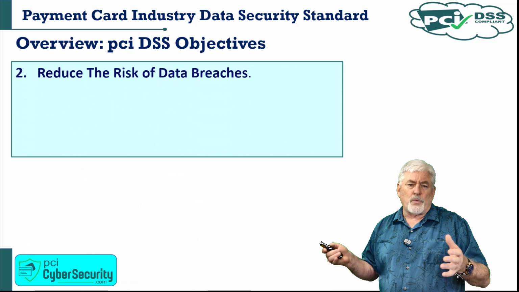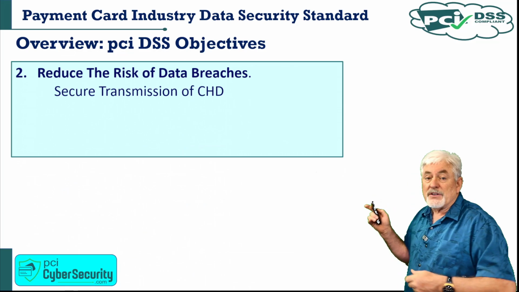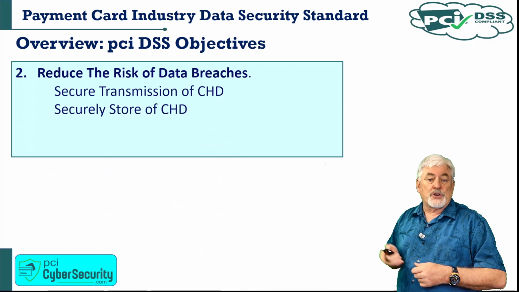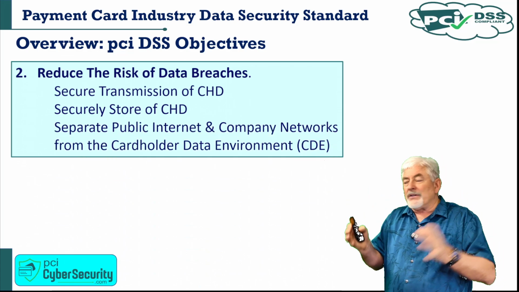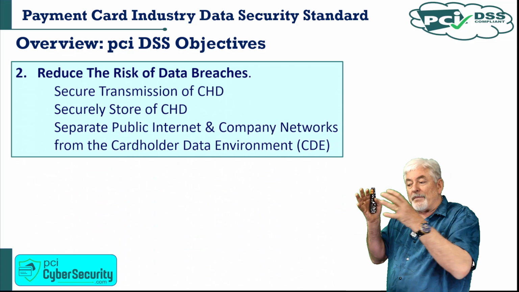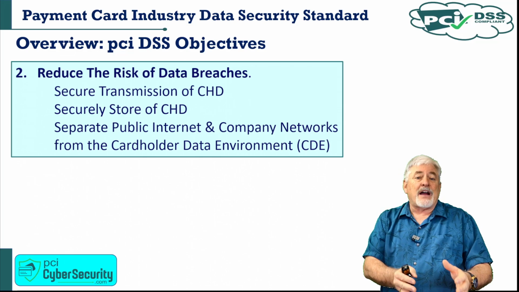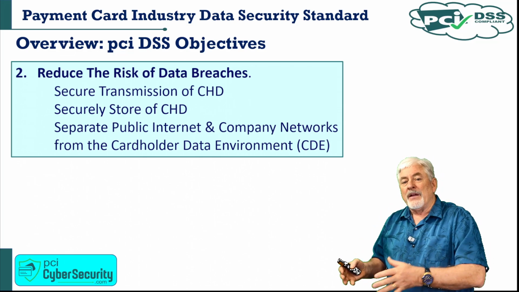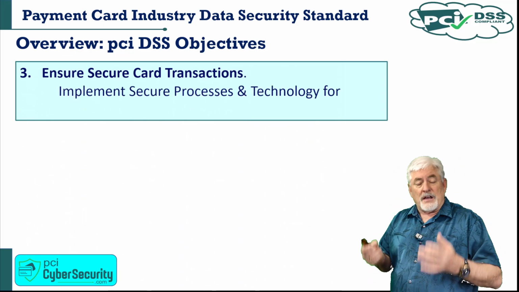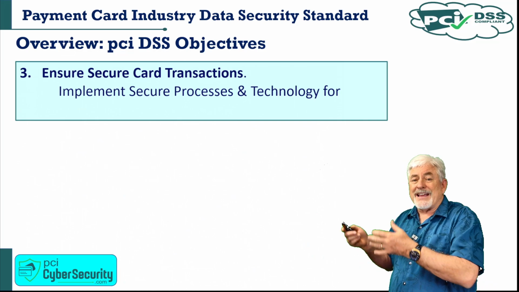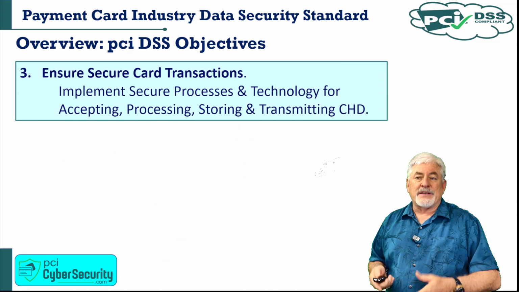Another objective, the second, was to reduce risk of data breaches. We can do that through secure transmission of cardholder data. We can also do it through secure storage of cardholder data. And we can do it by segmenting the public network from the company's private network, and within the private network, having an environment that we call the cardholder data environment. A third objective was to ensure secure card transactions, implementing secure processes and technologies for anyone that, again, accepts, processes, stores, or transmits cardholder data.